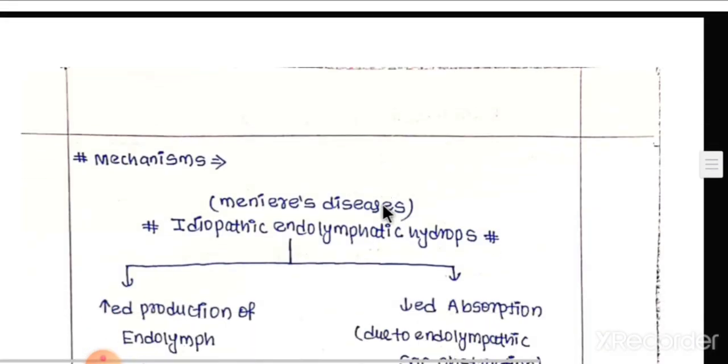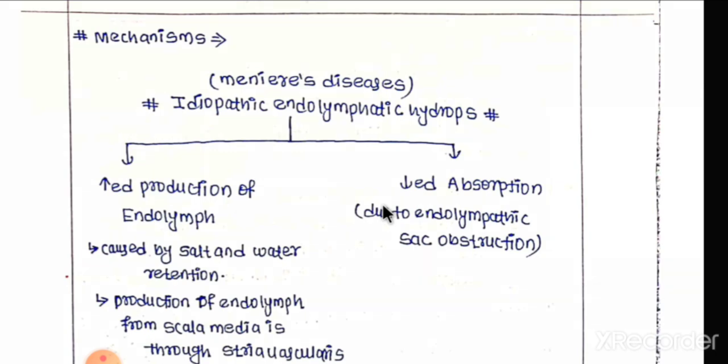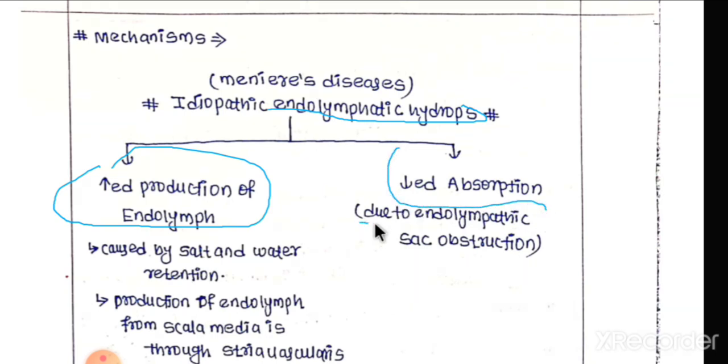Now we go through the mechanism of Meniere's disease. This Meniere's disease is idiopathic endolymphatic hydrops, and it may occur due to increased production or decreased absorption. Decreased absorption is due to endolymphatic sac obstruction, and increased production may be caused by the different hypotheses we have postulated above.